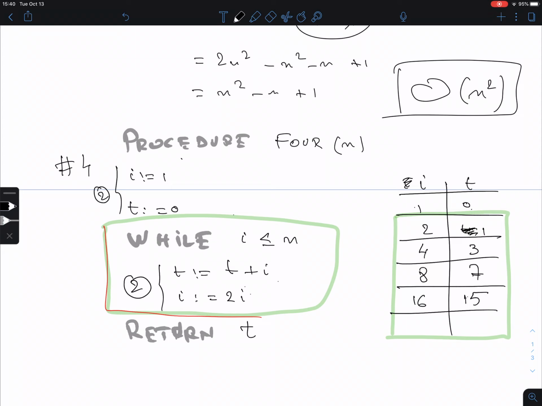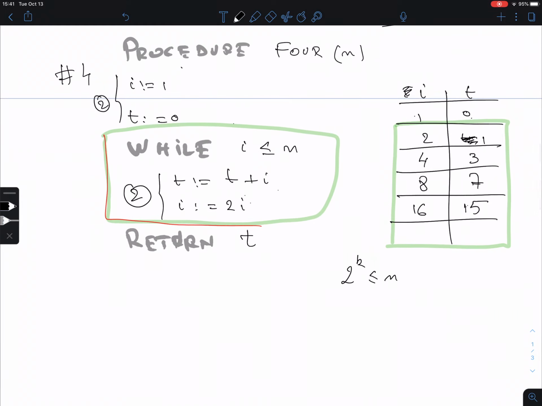What you see here is that the value of t is actually 1 less than I, which itself is a power. So this is the first time I carry this out, 2 to the 1, 2 squared, 2 cubed, 2 to the 4th. So how many times will this carry this out? Well, as long as 2 to the k is less than n, so it will stop when these are equal.